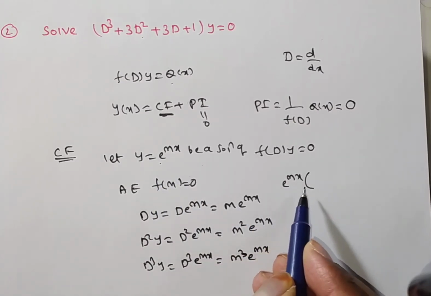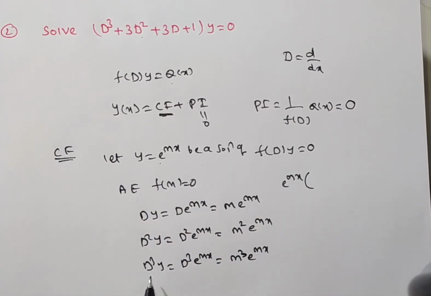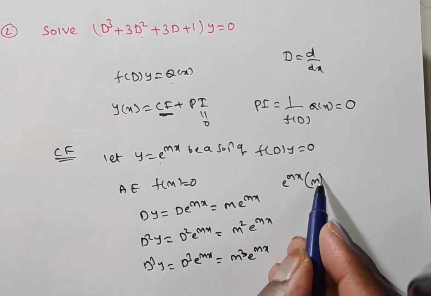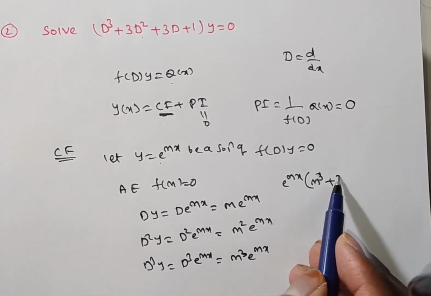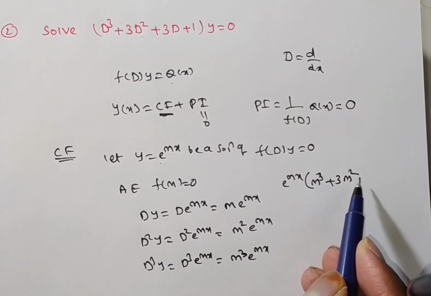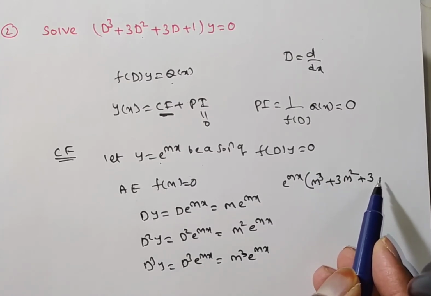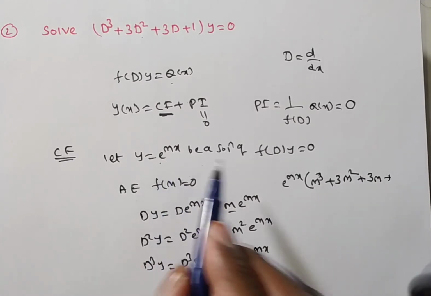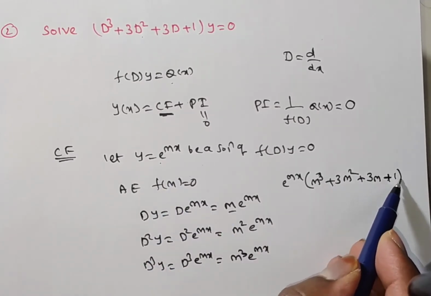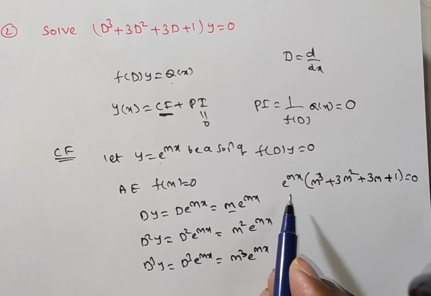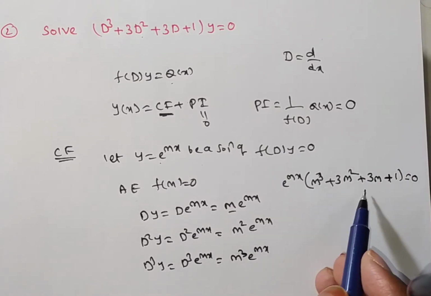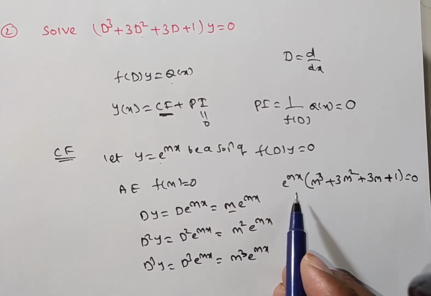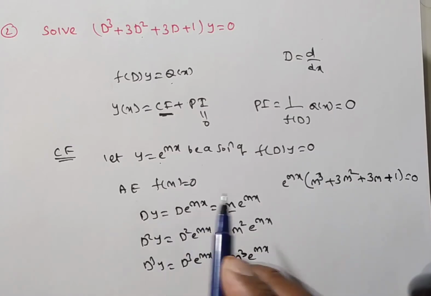If I take e^(mx) common, then in place of D³ I have m³, plus in place of D², with 3 as a constant, I have to write m², 3 is a constant, in place of D I have to write m, plus 1, which is here 1 only. Taking e^(mx) in common, the whole is equal to 0. Friends, you observe, e^(mx) into f(m) is equal to 0. So e^(mx) is never 0, therefore which is 0? f(m) = 0.